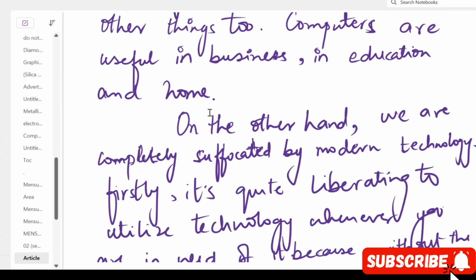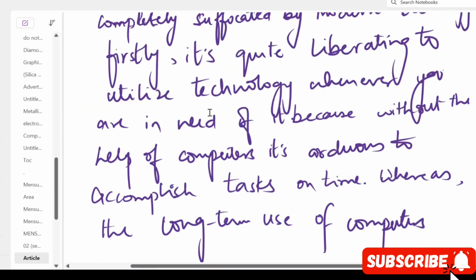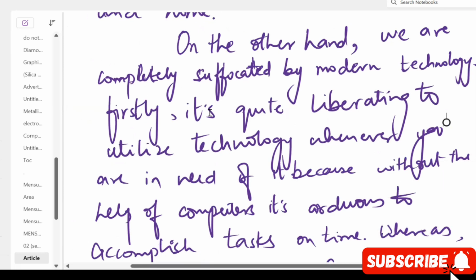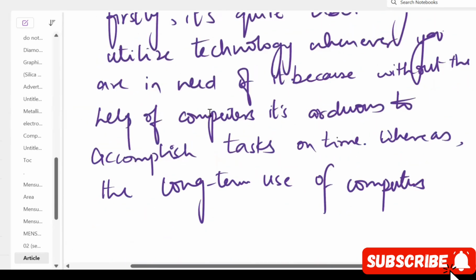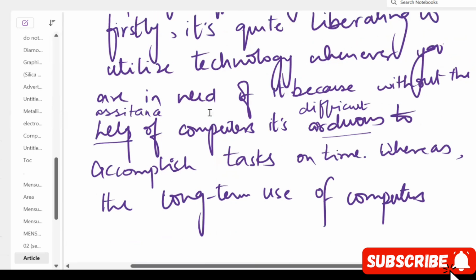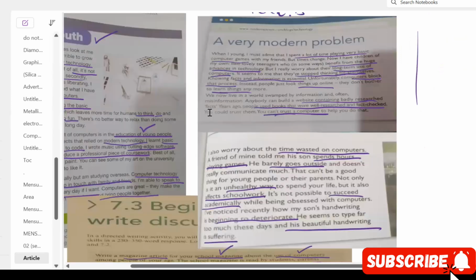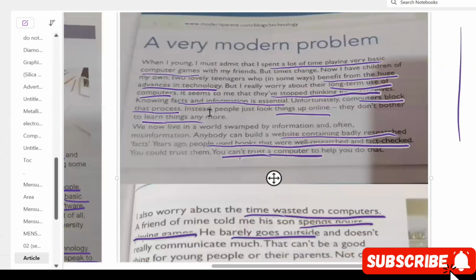Utilize means use. Instead of keeping on using the word use, we can use utilize, we can use employ, whenever you are in need of it, because without the assistance or guidance of a computer, it's arduous, which is a synonym of difficult. It's difficult to accomplish tasks sometimes, whereas the long-term use of computers, this phrase was mentioned in the text where it was written here: I really worry about the long-term use of computers.